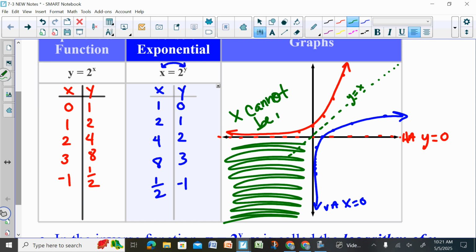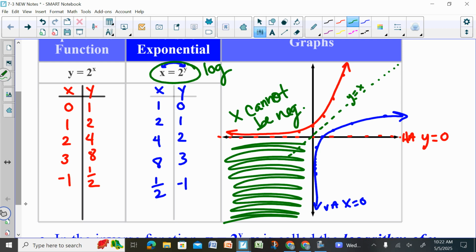So x cannot be negative for logs, okay? Because of that asymptote, it'll never ever reach there. We can go through it and explain it later on, but it won't work. And this right here, this is the definition of a log. The log describes what an inverse of an exponential is. So it's another name for what we just had right there.